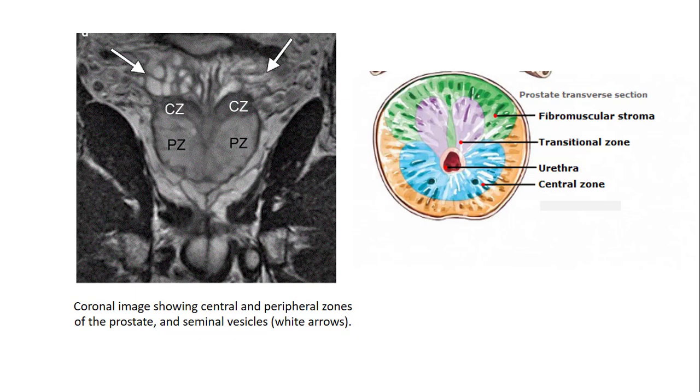But on the anterior view, even down lower, you will catch some of the transition zone and the fibromuscular stroma, but you might not catch the central zone just because it does not go that far inferior. And then here again, you see the seminal vesicles. So this is a really nice MRI.